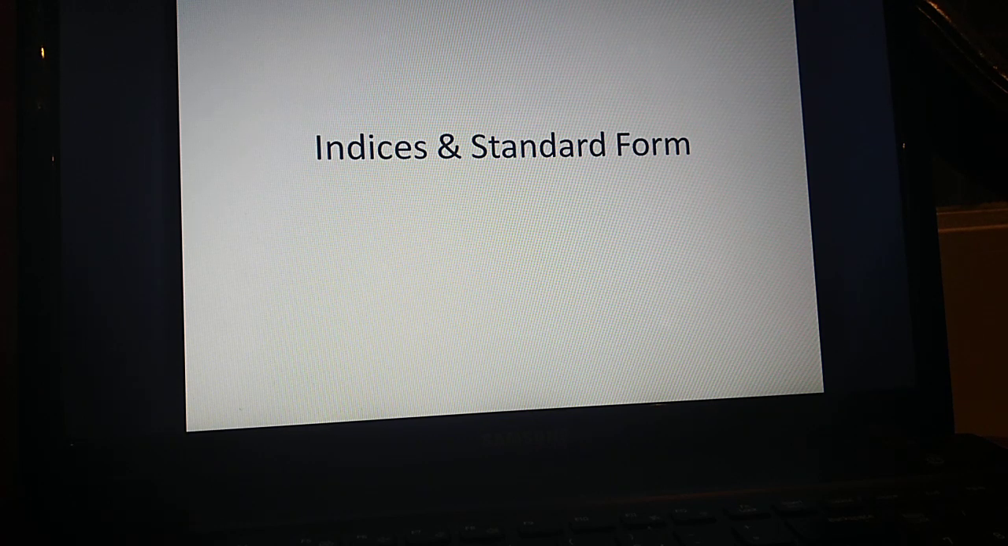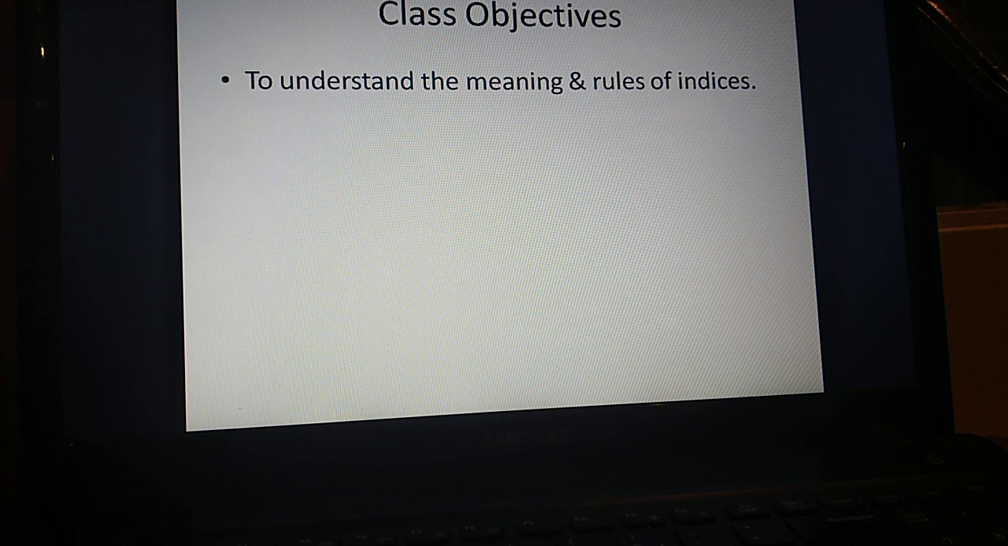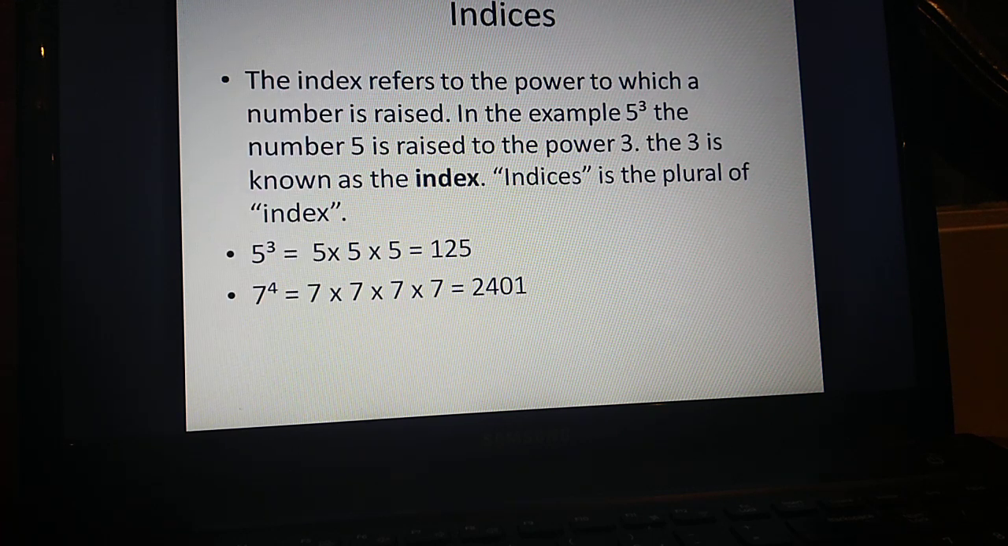Today's math lesson is indices and standard form. Now, the objective of today's class is to understand and know the meaning and the rules of the word indices. To begin with, what are indices?